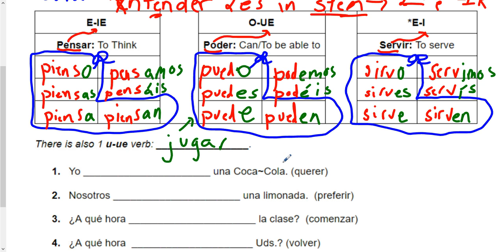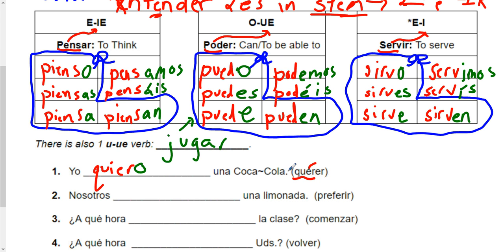Yo blank una Coca-Cola. I want a Coca-Cola. Well, my stem is quer. It will stem change for yo because yo would be in the boot. This E is going to stem change. So I'm going to have quier. And as we've said, we don't have to do anything different for the endings. Yo always ends in O, so it's going to be quiero.